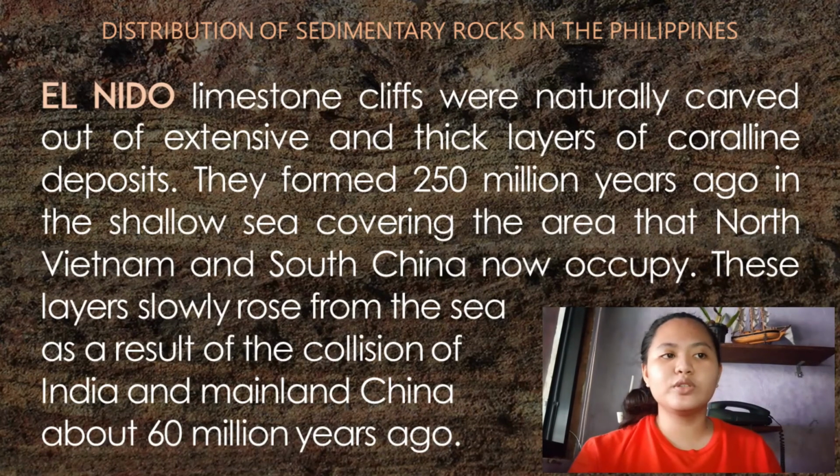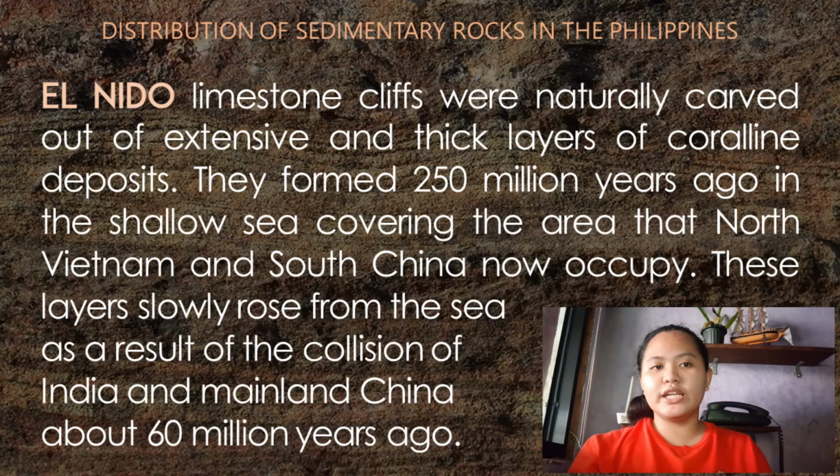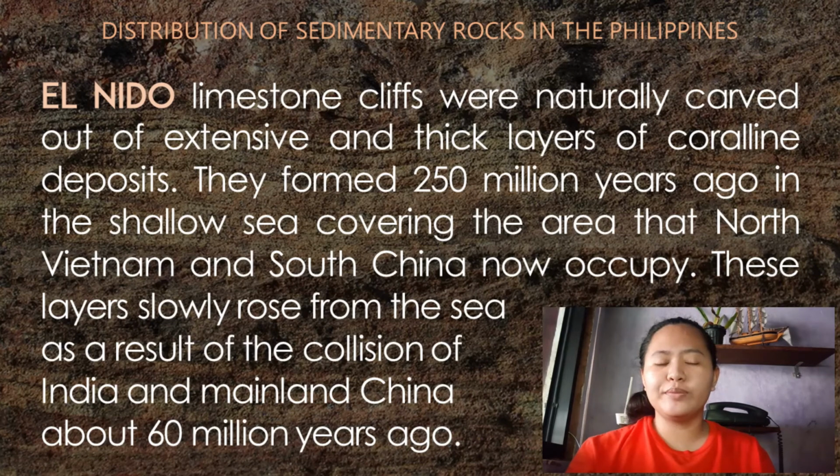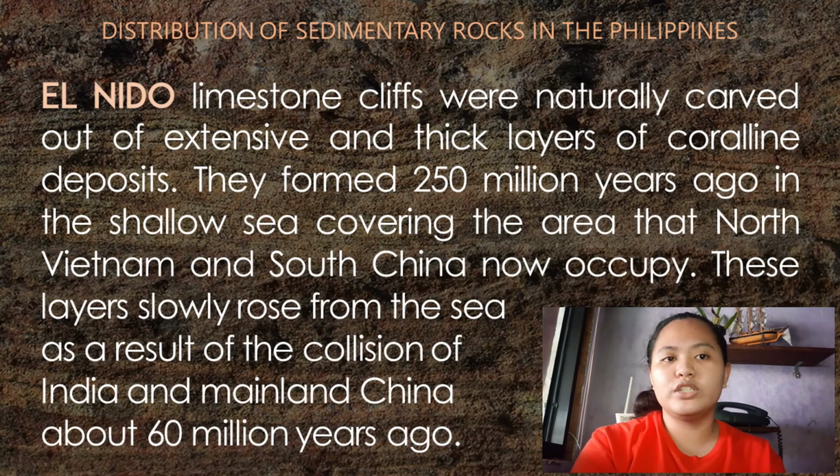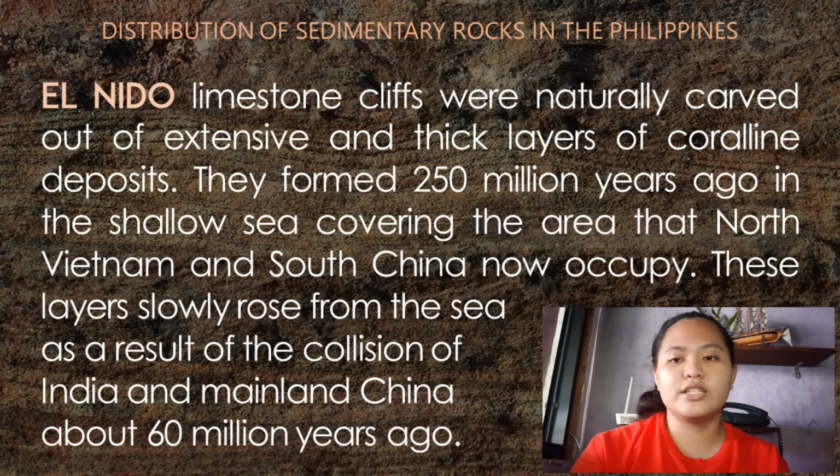El Nido limestone cliffs were naturally carved out of extensive and thick layers of coralline deposits. They formed 250 million years ago in the shallow sea covering the area that North Vietnam and South China now occupies. These layers slowly rose from the sea as a result of the collision of India and mainland China about 60 million years ago.